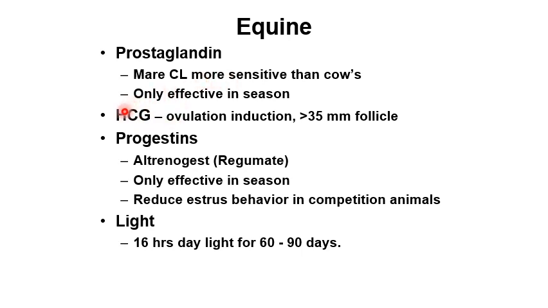We can also use human chorionic gonadotropin, and this is used for ovulation induction. This can be used when the follicle reaches a size of more than 35 millimeters. We can also use progestins, and under this we have the Altrenogest. The trade name is Regumate, and this is only effective in season. The purpose of this is that it can reduce estrus behavior, so this will inhibit estrus in competition animals. We also have light, so we must provide 16 hours of light per day for 60 to 90 days because horses are long day breeders.